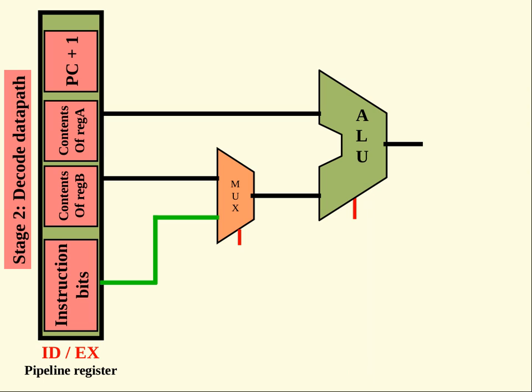All right, so register A goes to the ALU and B goes to it. But why do we have a green line?